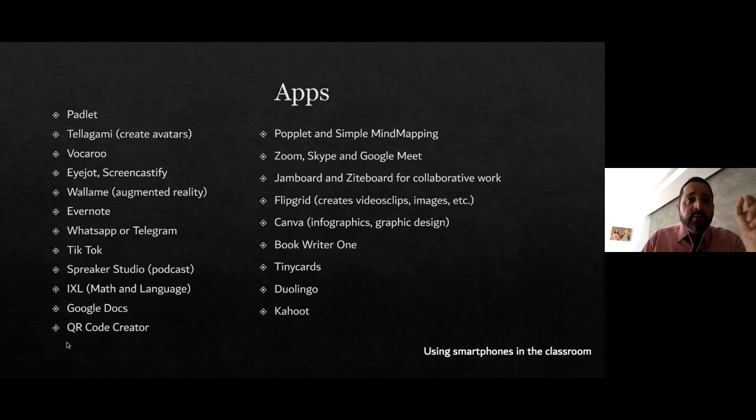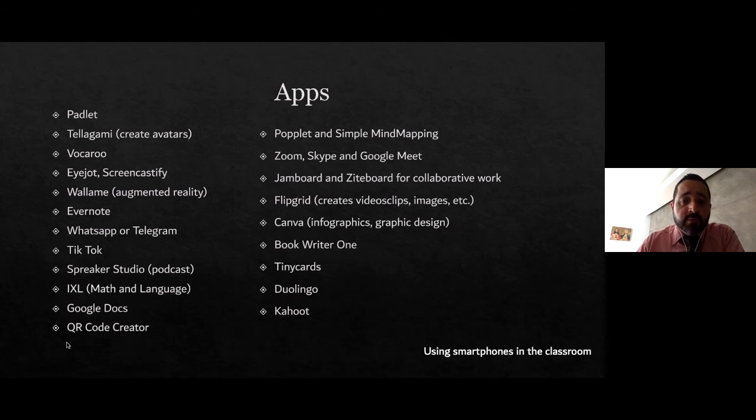Google Docs, it's really fantastic because you can have groups and then you can have interactive writing, especially if you're working with writing assignments. QR code creator, right? So they can create QR codes, so they can create messages or work with products. There are tons of ideas that you can use that one. Poplet and Simple Mind Mapping. I recommend you to use those ones. They're apps that you can use to create mind maps, right? Instead of creating the old ones, they can create them with their cell phones.